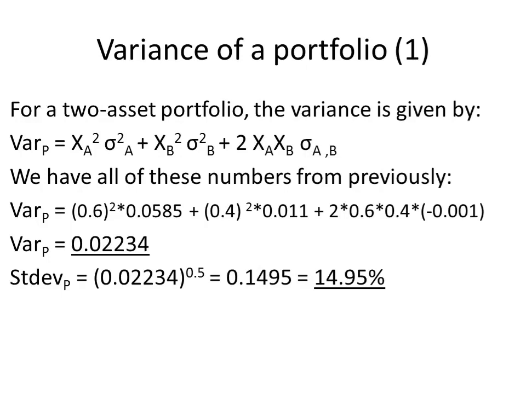Now remember, variance isn't of much use to us by itself. We need to find out what the standard deviation is. So we're going to take the square root of that, and we'll get 14.95%. That's going to come out of your calculator as 0.1495. But we know this has the same units as return, so we can express it in the same way, as a percentage.